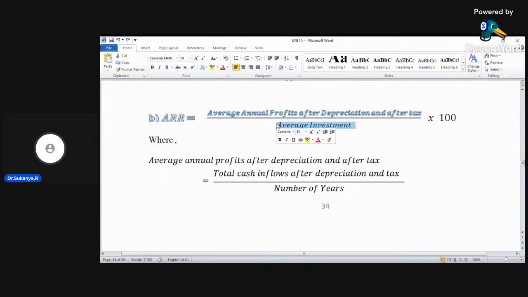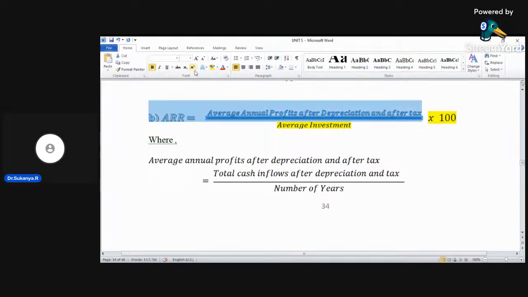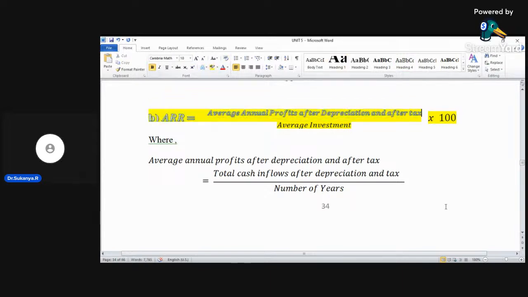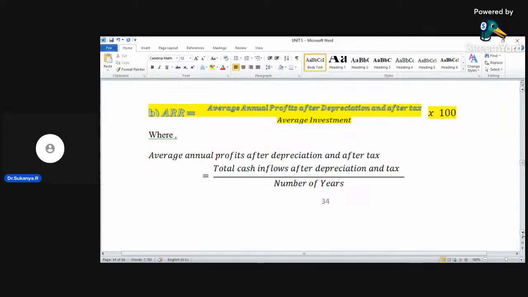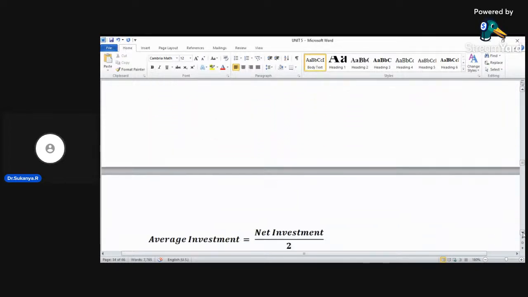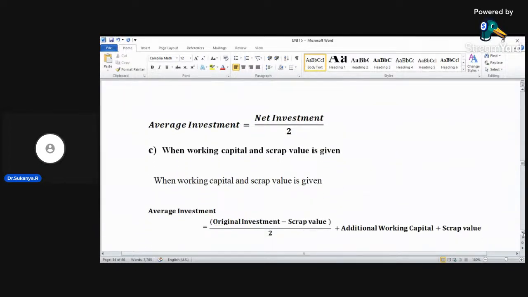Now this is the most widely accepted formula. So it says that ARR is equal to average annual profits after depreciation and after tax divided by average investment multiplied by 100. Now, dear students, what you need to do is average investment. When you use the word average investment, it means to say net investment divided by 2.